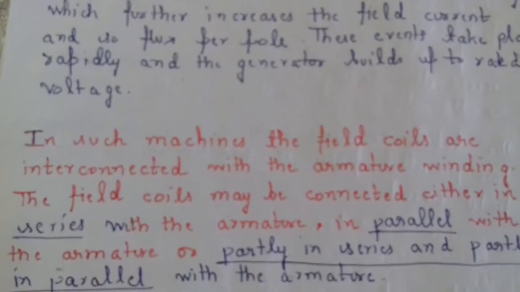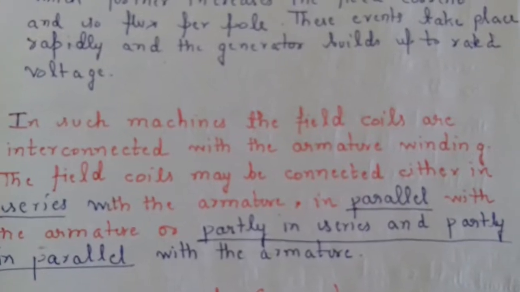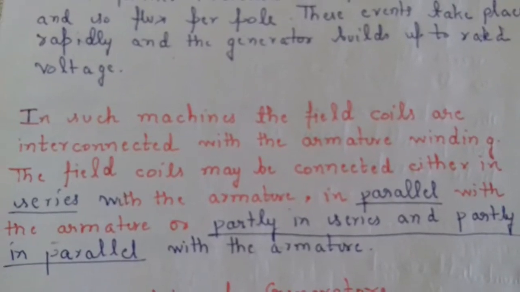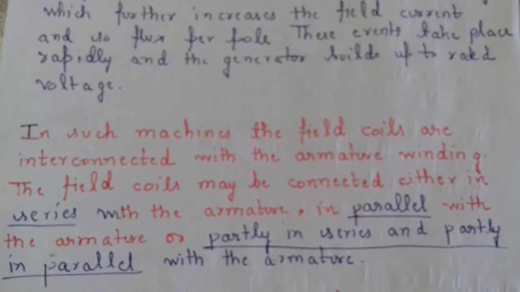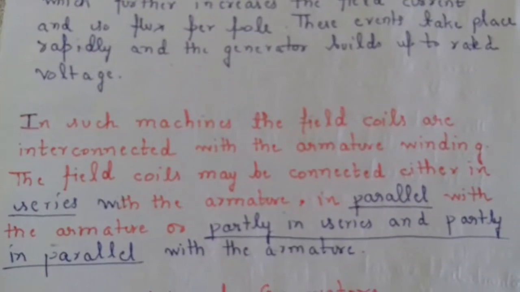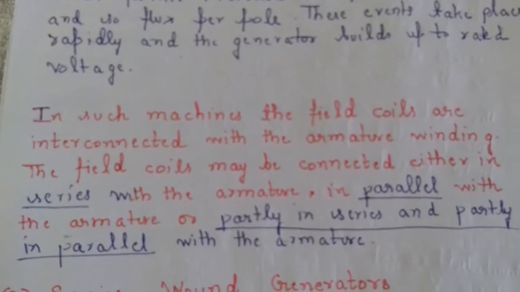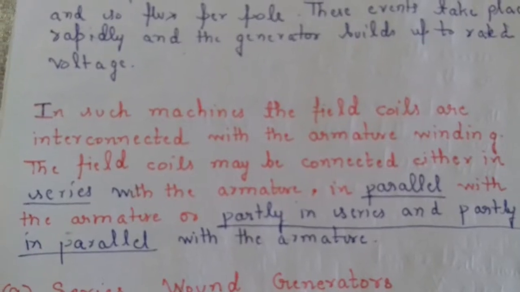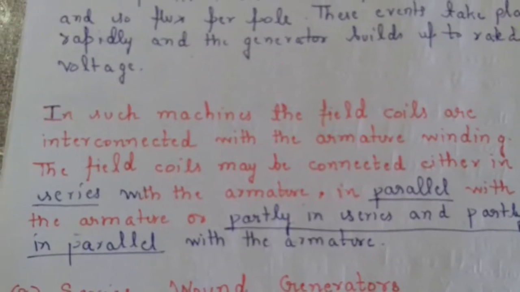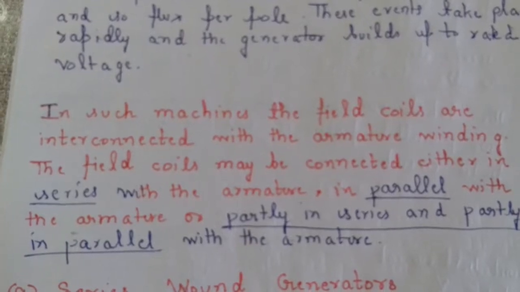Now in such machines, the field coils are interconnected with the armature windings. The field coils may be connected in series, in parallel, or partly in parallel and partly in series. Now it can be classified into three parts: series wound DC generator, shunt wound DC generator, and compound wound DC generator.